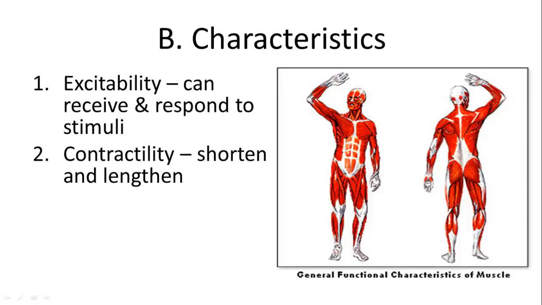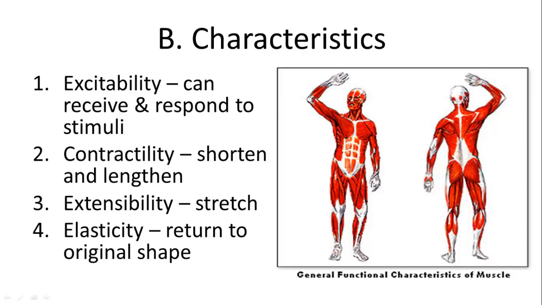They are also able to contract and shorten in length, and the actual excitability causes them to contract. There is actually no action for lengthening, but relaxing the muscle will cause it to lengthen. They can also stretch, so there is this elastic property to them, or stretchability to them. And then after they are stretched, they can return to shape, and that would be the elasticity of them.